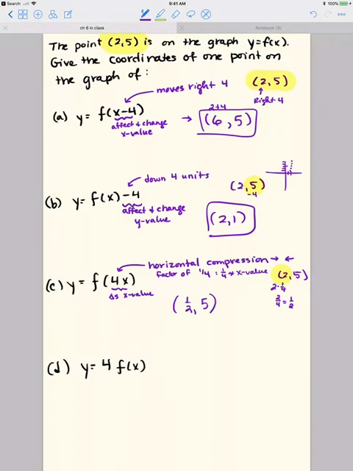Wherever that point was at 2, 5, we smushed it in closer together, so we quartered it instead of 4 in it, and now it's at the point 1/2, 5.